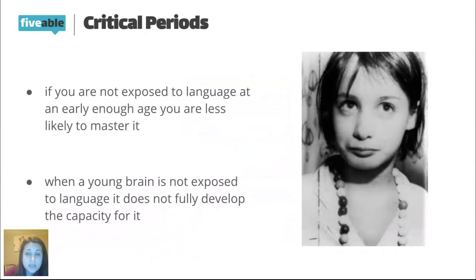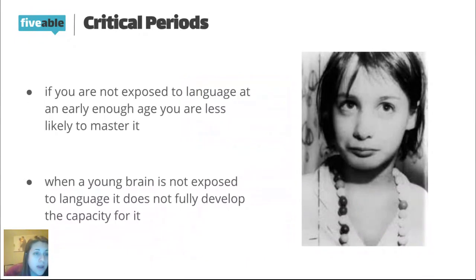So basically, we've discovered that if you aren't exposed to language at an early age, you are less likely to master it. We've learned this through severe abuse cases. But basically what happens is your brain prunes. We've talked about this. Like when you prune a tree, you cut things away. So if you aren't using the language centers in your brain and the neurons devoted to language development, your brain cuts those away and uses them for something else.